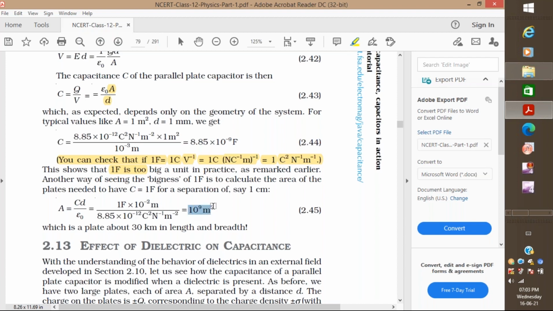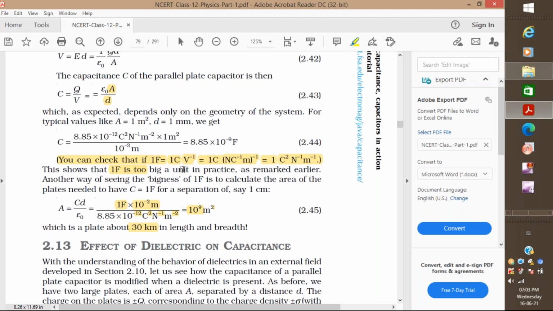That means your plate area has to be some 30 kilometer by 30 kilometer, length and breadth. So 1 farad is a very huge unit, right? From this you can understand.